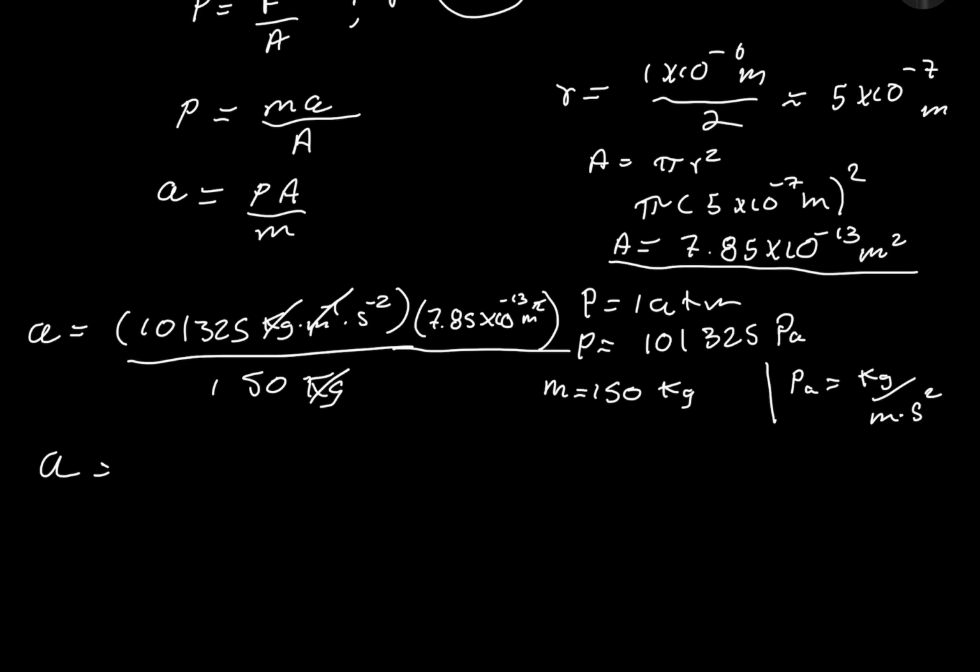So at this point the easy thing to do is just plug in your values. Let me see what I get. Times 7.85 times 10 to the negative 13 divided by about 150, which is about 5.30 times 10 to the negative 10 meters per second squared.